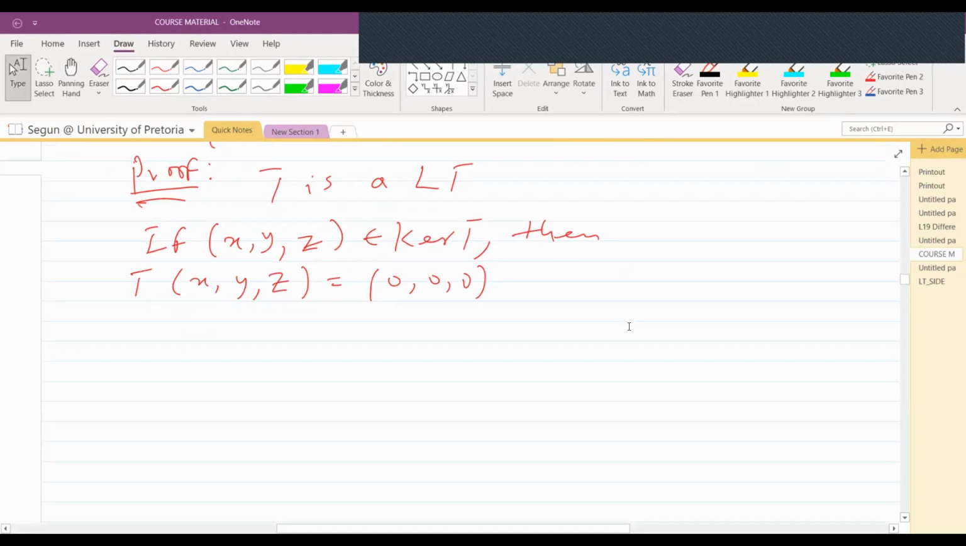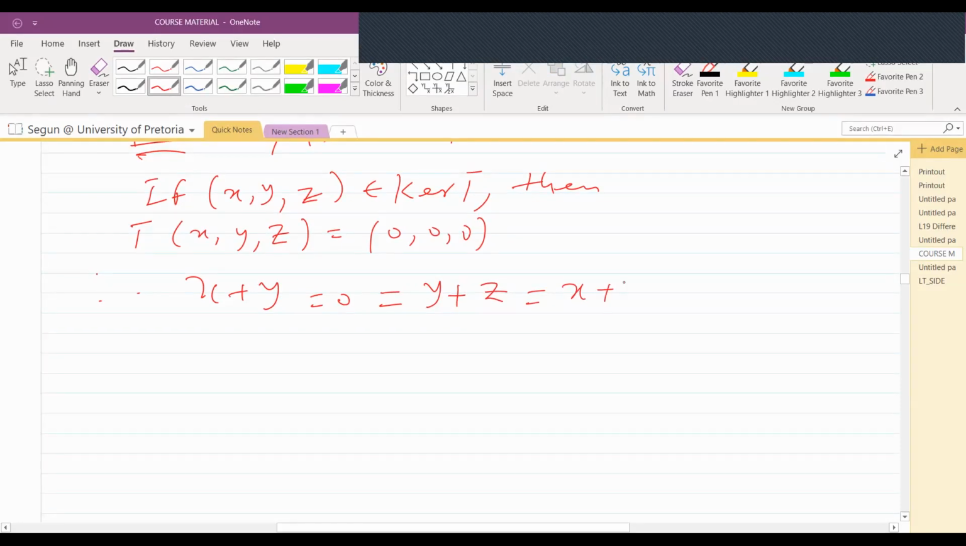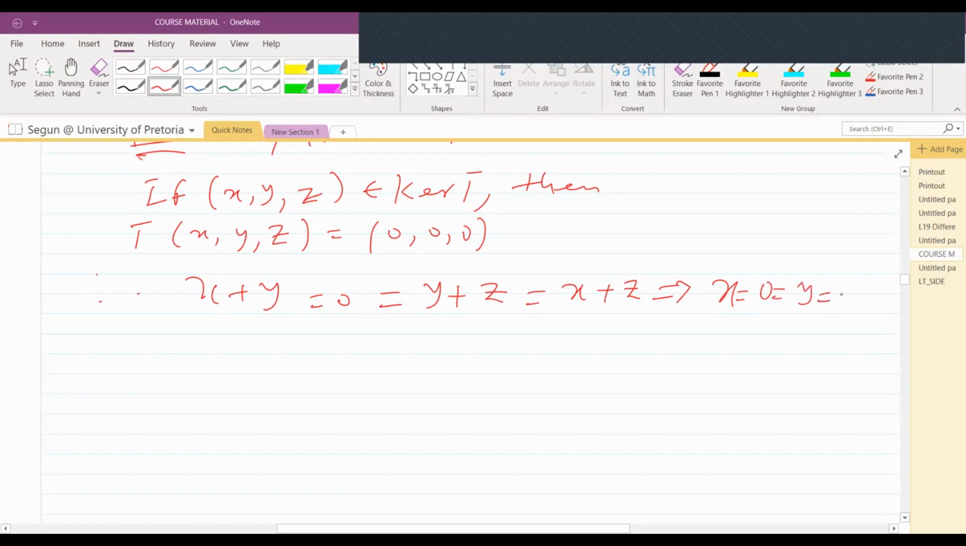So therefore, we can establish that X plus Y equals 0, which equals Y plus Z, equals X plus Z. Remember the way we are trying to map them together, and everything implies that X equals 0, which equals Y and equals Z.